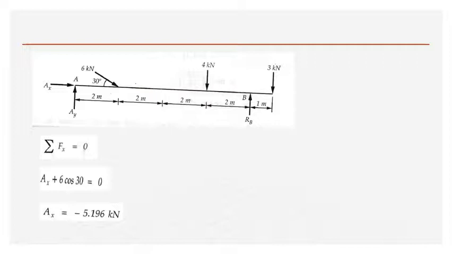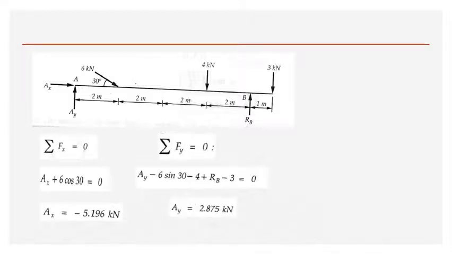Okay. So next is the another condition, sigma Fy is equal to 0. Vertical forces Ay, the vertical component of the 6 kilonewton force, 6 sin 30, 4, Rb and 3. All the forces you have to write down. Rb we have just now found out. So substitute that value. Only unknown is the vertical reaction at point A, Ay. So we get Ay as 2.875 kilonewton.